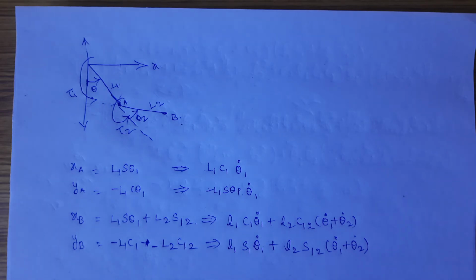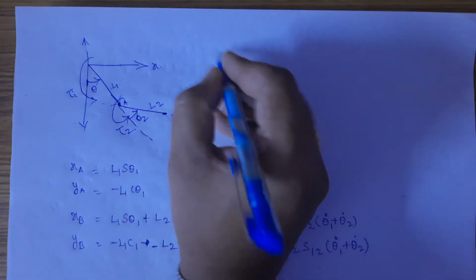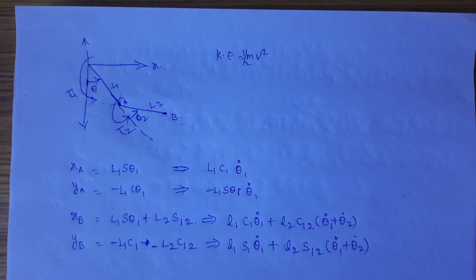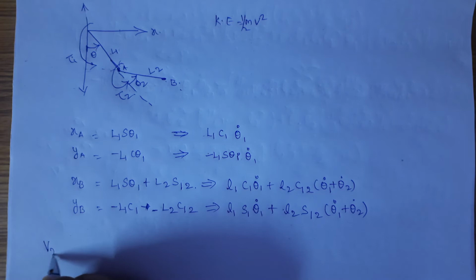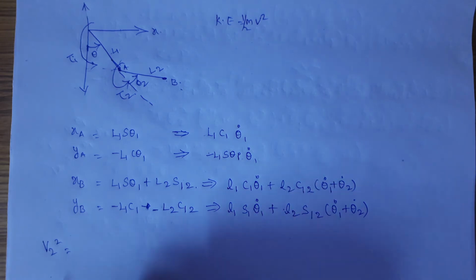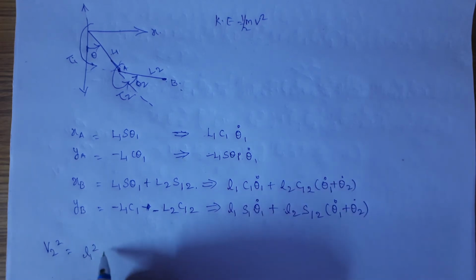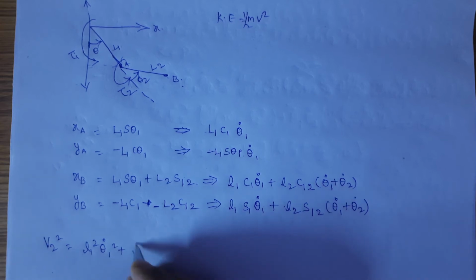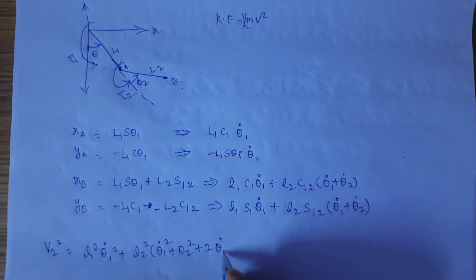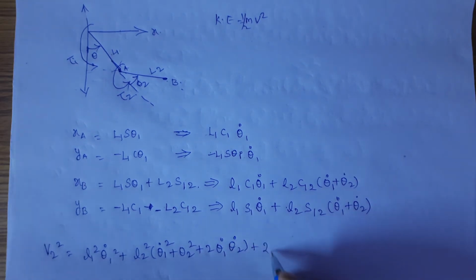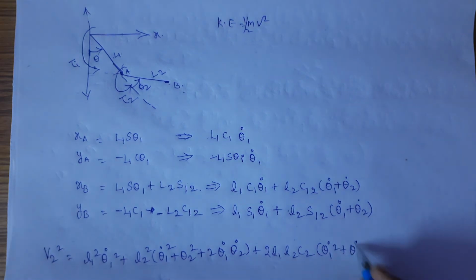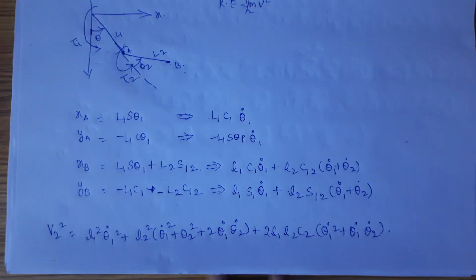So we have to go for velocity square, that is, you need to take the modulus square, because the kinetic energy formula is half m v square. As the mass is concentrated at the end points, we have to do the velocity square. Velocity square is nothing but squaring both the things. So after taking the modulus square, I have got L1 square theta dot 1 square plus L2 square times theta dot 1 plus theta dot 2 square plus 2 L1 L2 cos theta 2 times theta dot 1 square plus theta dot 1 theta dot 2. Okay, so this is the velocity square equation.